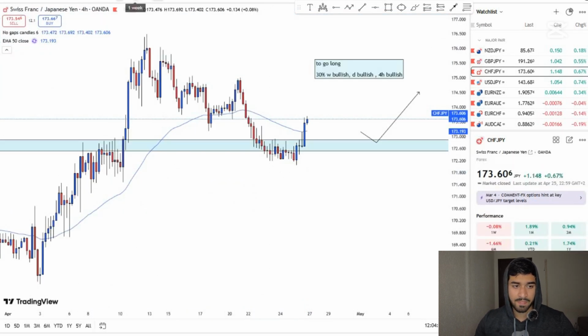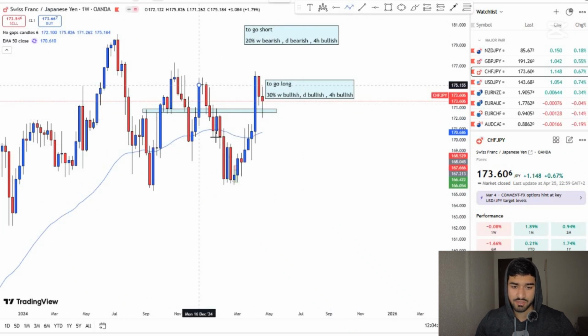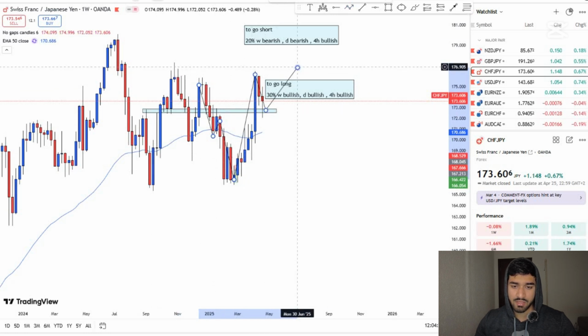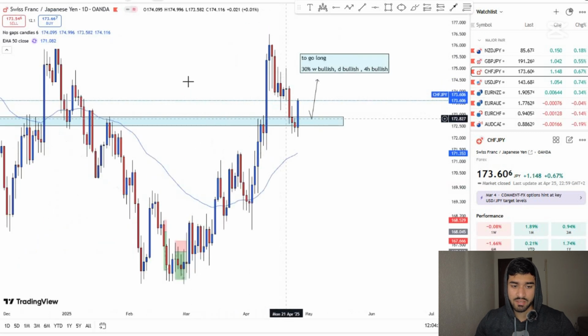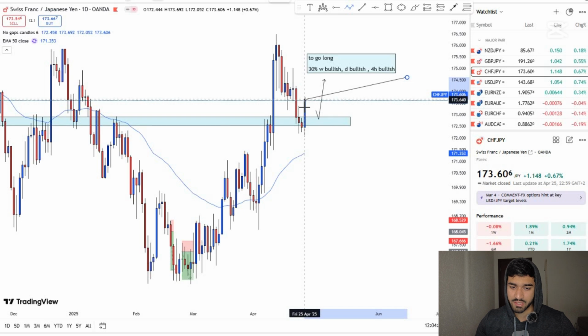And CHF JPY, we are currently bullish, lower low, lower high, lower low, higher high, and this is coming here, higher low, to go to the upside. The weekly is bullish, we are coming to the daily. The daily is currently bullish and we have this massive move to the upside. This is the engulfing candlestick. It means the price is very, very bullish here.